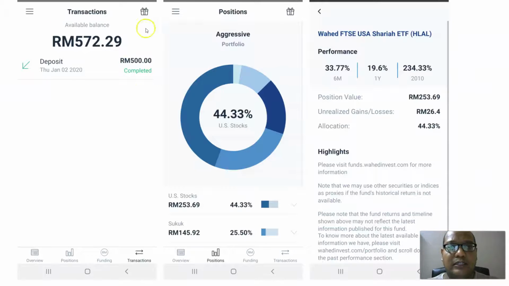Okay, so over here is my Wahid portfolio. As we can see, I deposited some money in early January 2020. The amount I invested is as much as 500 ringgit. The next interesting slide is that as much as 44.33% of the portfolio is invested in US stock. If we click the US stocks, we will see this particular ETF which Wahid is invested in.